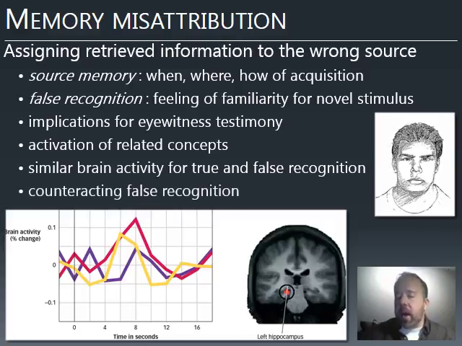So what do we do about it? How do we address memory misattribution? Well, one thing to think about is that just being given one stimulus and asked whether it's familiar or not tends to make people say that it is familiar. However, if you give people two stimuli and ask them to indicate which of the two they've seen before, they're actually pretty good at that.